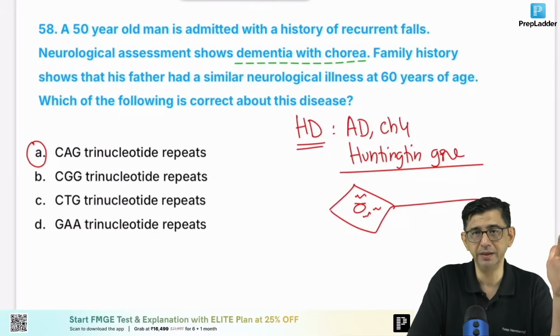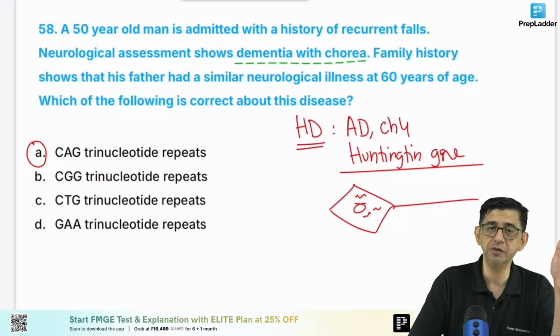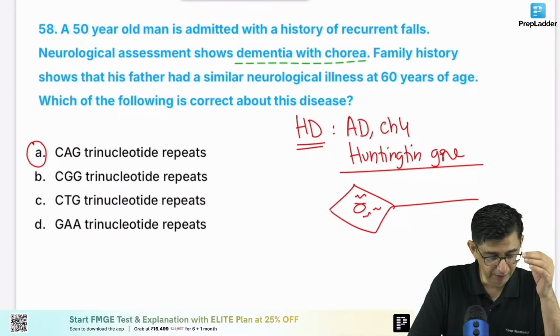Otherwise, the standard data is that anticipation is always seen in this condition. The disease in the grandfather will occur at 60, in the father at 50, and in the grandson it might be at 40 years of age. So a progressive decrease in age of presentation will occur in this condition.